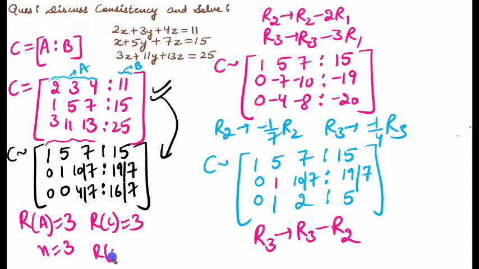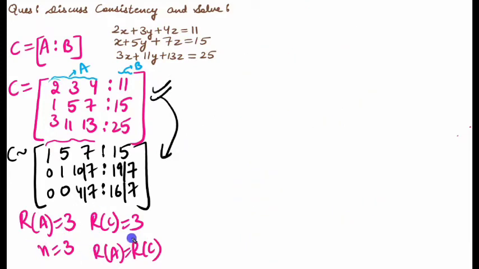So here the rank of A and rank of C are equal. This means the system is consistent, and its solution exists. Now it could have either a unique solution or infinitely many solutions, so for that we calculated the number of unknowns. The number of unknowns is 3. So the rank of A and the rank of the augmented matrix are equal, and these are equal to the number of unknowns. So this means the system is having a unique solution.